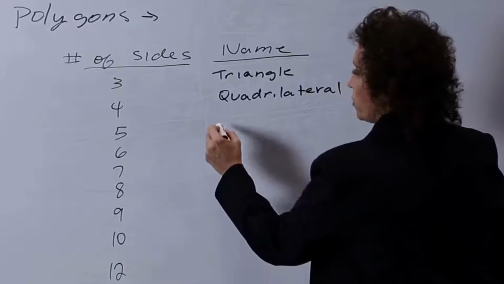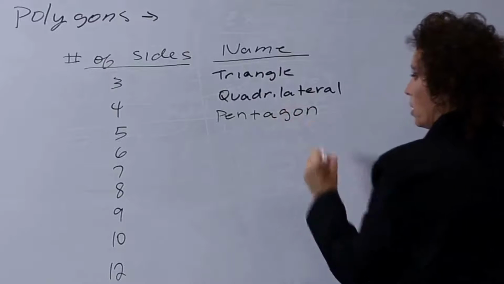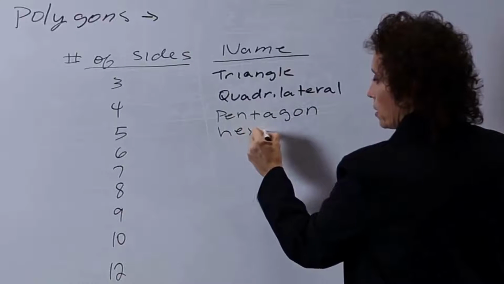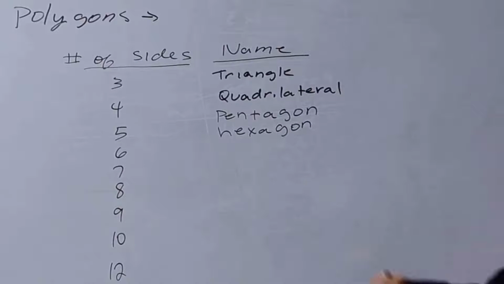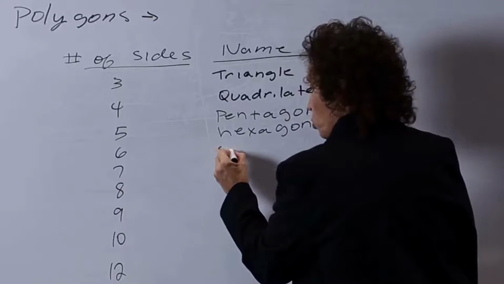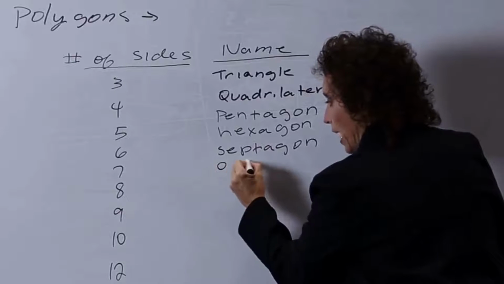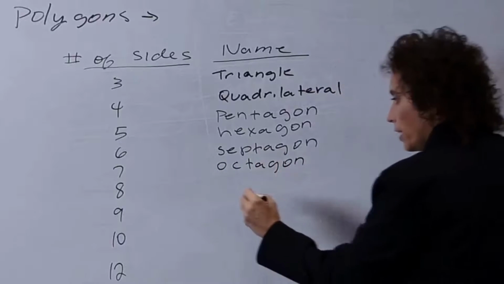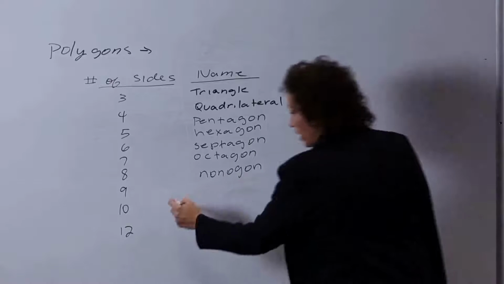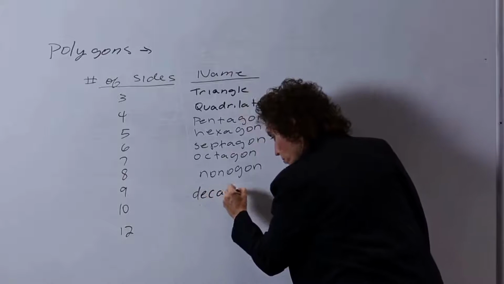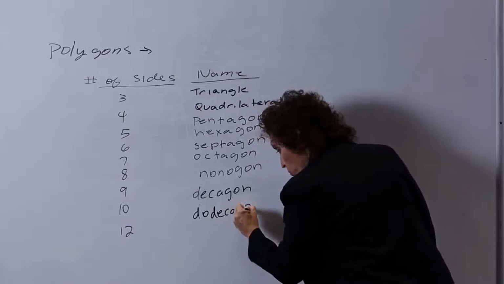Okay, and 5 sides is the pentagon. 6 sides is the hexagon. And 7 depends on your book. 7 sides could either be the heptagon or the septagon. Most books use the septagon. 8 sides is your stop sign, the octagon. 9 sides is the nonagon. And if you have 10 sides, we've got a decagon. And my favorite to say, dodecagon, if you have 12 sides.